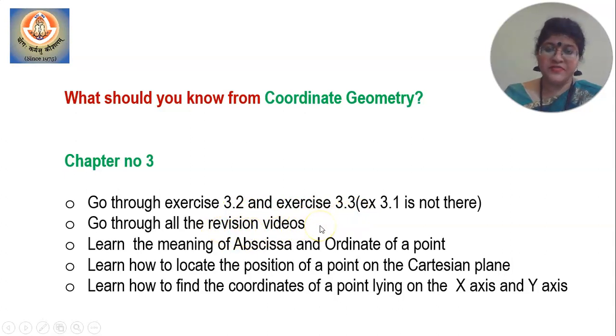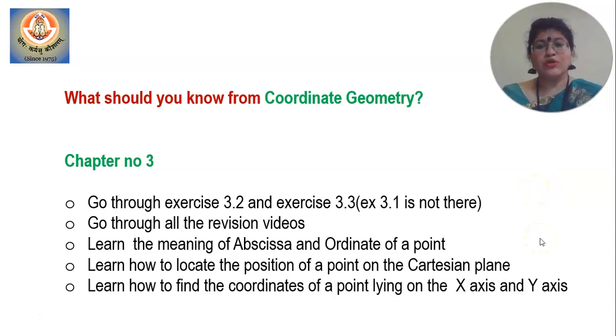I want you to go through all the revision videos because MCQ questions were there in that, and concepts were explained in these revision videos. You have to know the meaning of the word abscissa and ordinate of a point. From this chapter, you should also know how to locate the position of a point on the Cartesian plane. Then you also need to learn how to find the coordinates of the point lying on the x and y axis. This is already done. All these were explained in the earlier video lessons. So please have a look, go through it. I want you to revise all these points. Okay. Now this is what you should know from coordinate geometry.